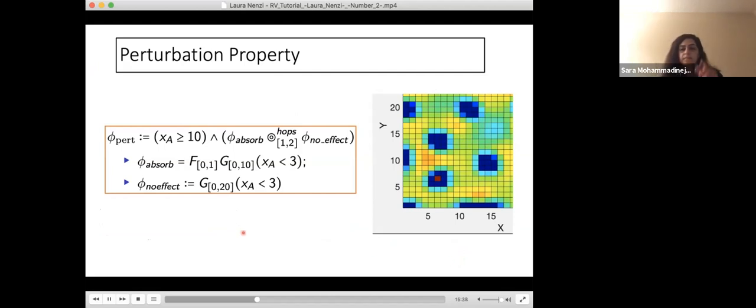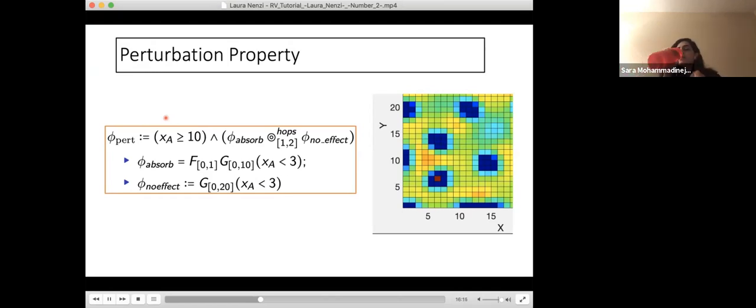With this last property, we would like to show you how we can nest temporal operators within spatial operators. We are considering here a perturbation property. To do that, we have perturbed our system. So we are considering the same reaction diffusion system, and instead of taking totally random initial conditions for protein A and B, we consider as initial condition the values of protein A and B at equilibrium, so when there was the formation of the pattern.